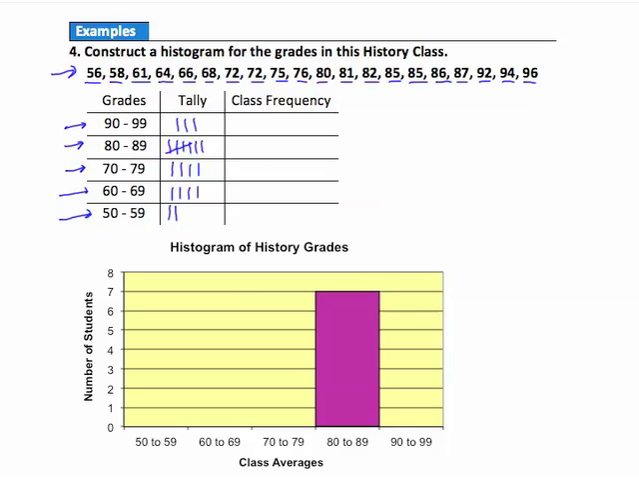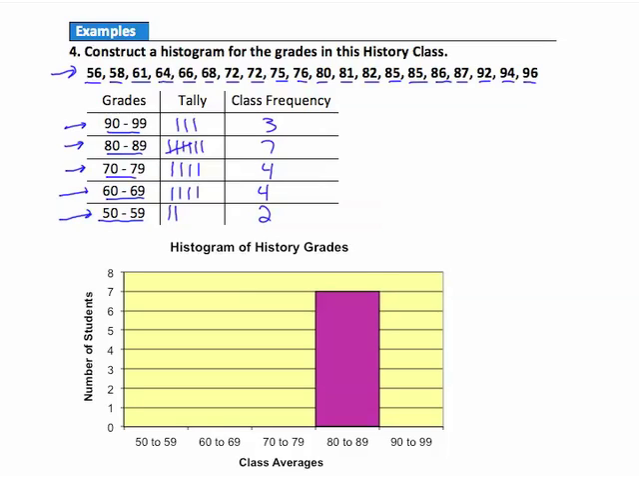All right, now the class frequency is what we just got done tallying. In each of these class intervals, our tally tells us the class frequency of that class interval. So starting again with the lowest one, 50 to 59, our class frequency was 2. 60 to 69, it was 4. And then 4 again, and then 7, and then 3. Now, these class frequencies help us create the histogram.